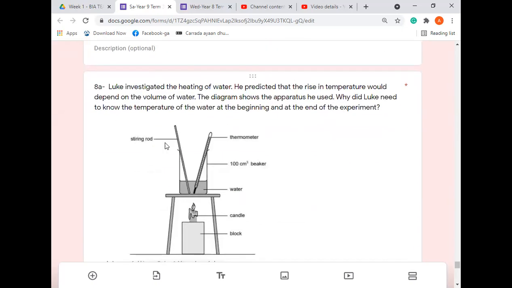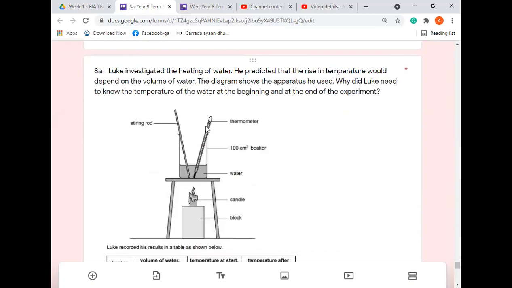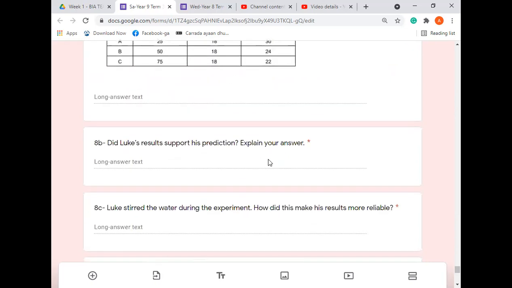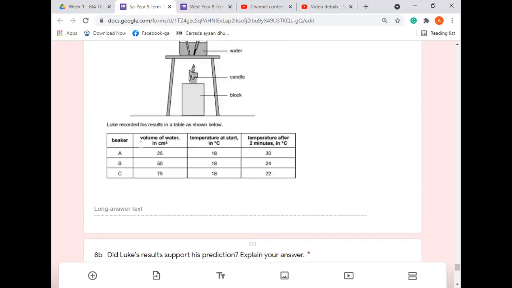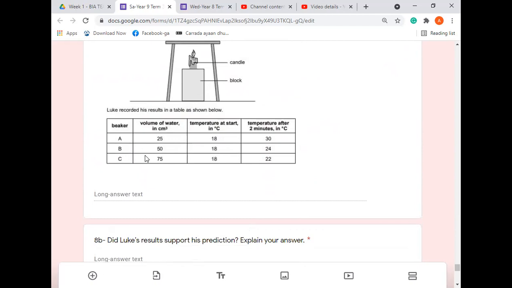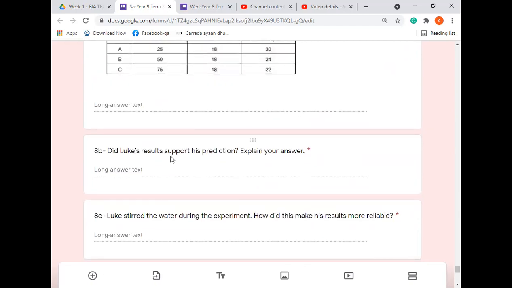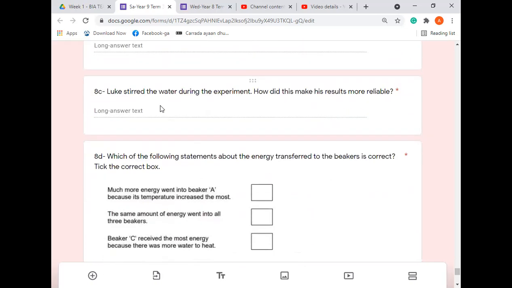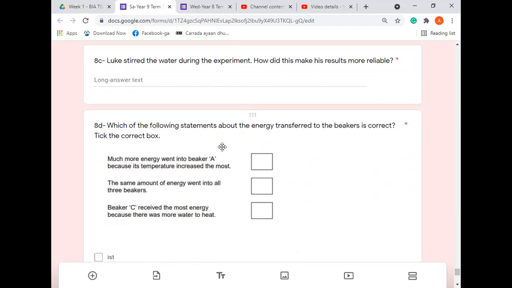This is question number 8. I'm talking about Luke, who investigated the heating of water. He predicted that the rise in temperature would depend on the volume of water. The diagram shows the apparatus he used, so you can see here the apparatus. This is a table of his results. The question is, did Luke's results support his prediction? Explain your answer. Luke stirred the water during the experiment. How did this make his results more reliable?